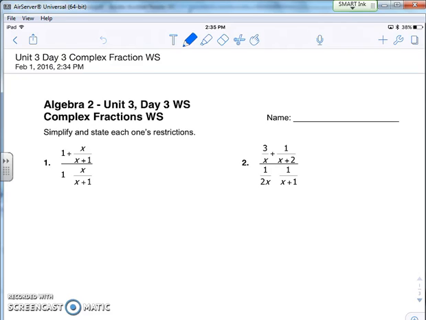Got the Unit 3, Day 3 worksheet. We're simplifying complex fractions. The first order of business is to find the LCD between all the little fractions there.